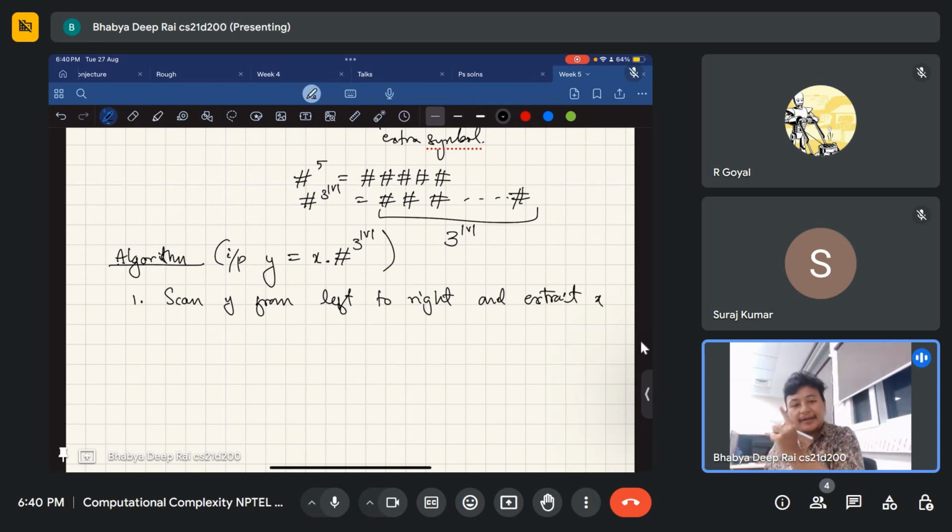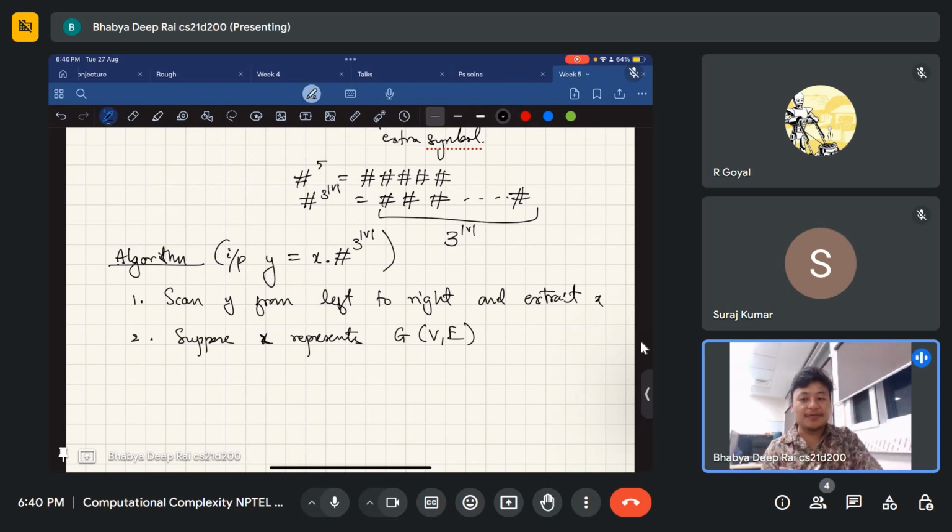So I keep a pointer. I keep going right until I see a hash symbol. Then I'll say, okay, everything before that is x. That is the first thing I do. Now I've got x. Suppose x represents the graph G on vertices V and edges E.